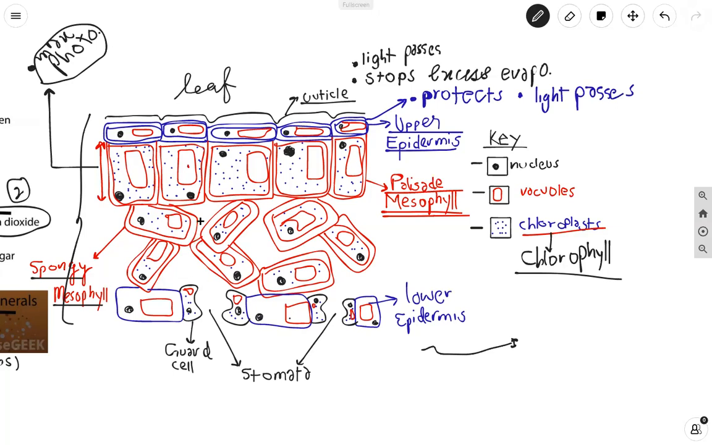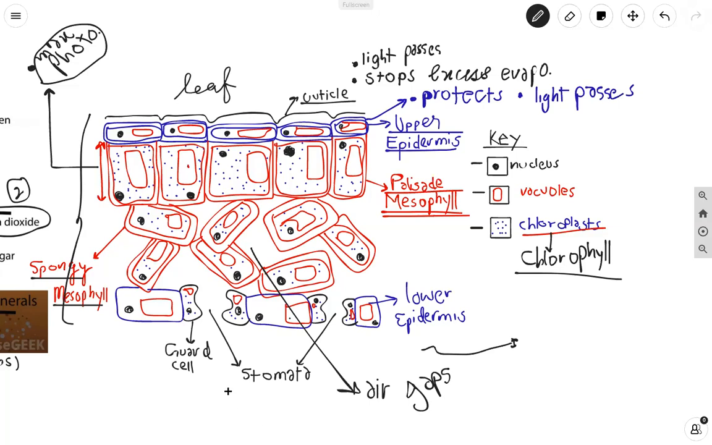The spongy mesophyll cells are not arranged in a specific order, so they're kind of all over the place, and they have small air gaps in between. We can see that there are a lot of gaps because they're not very well aligned. They have air gaps in between, and that's also for a very good reason: so gaseous exchange can take place.